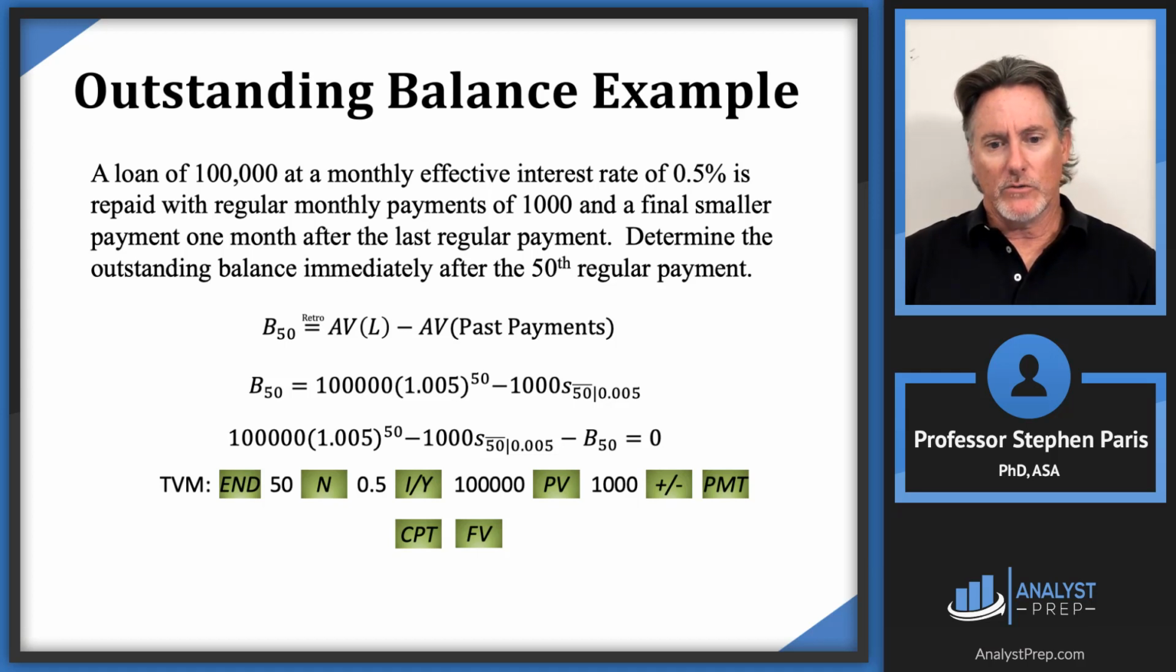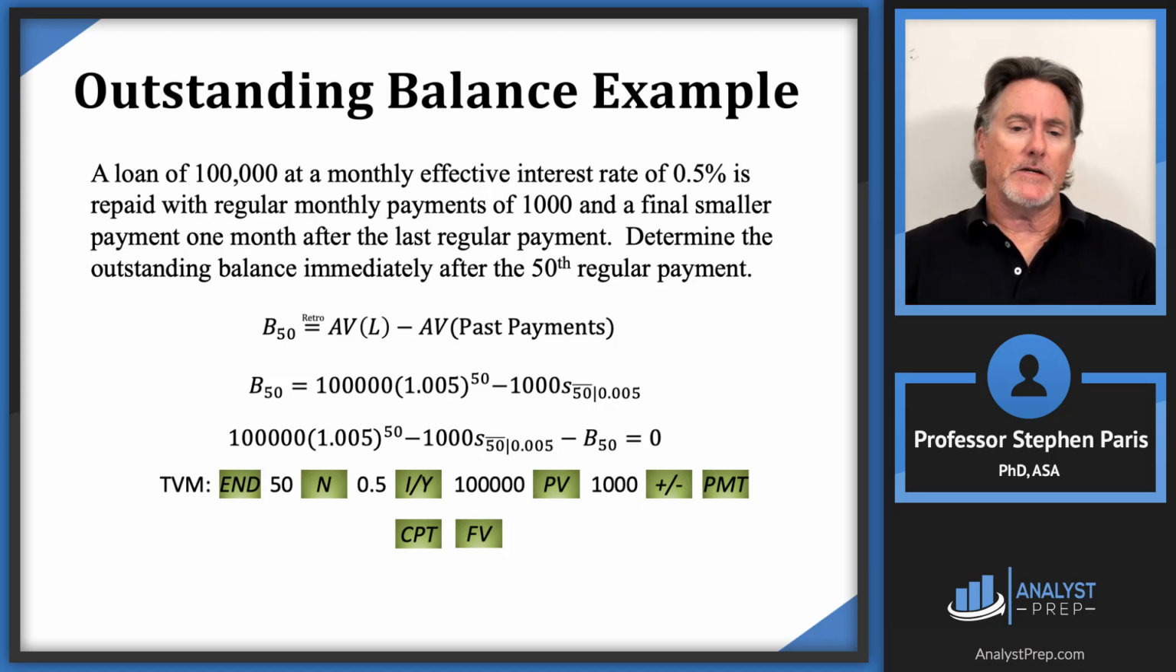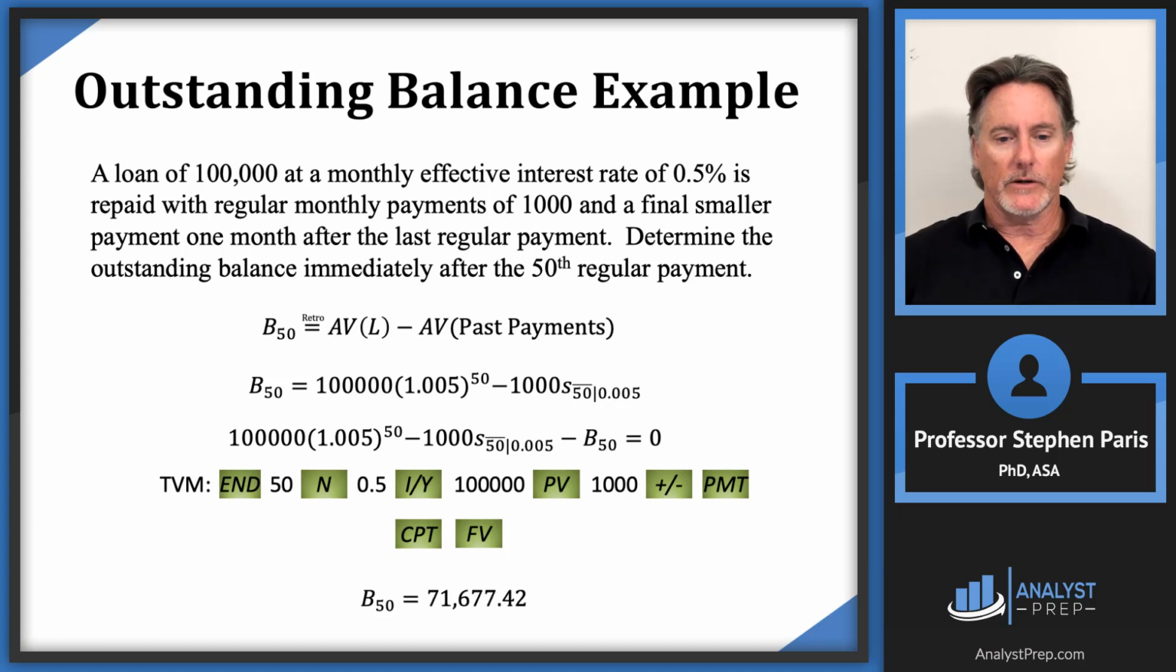And the future value is that cap B sub 50. So in front of the cap B sub 50 is a minus sign. So when I do this on my calculator, it's going to come out as a negative number, and that number is what that cap B sub 50 is. And I'll leave it to you to go through the keystrokes on your calculator, and you'll see that the balance just after that 50th payment, after you made 50 payments, you still owe 71,677.